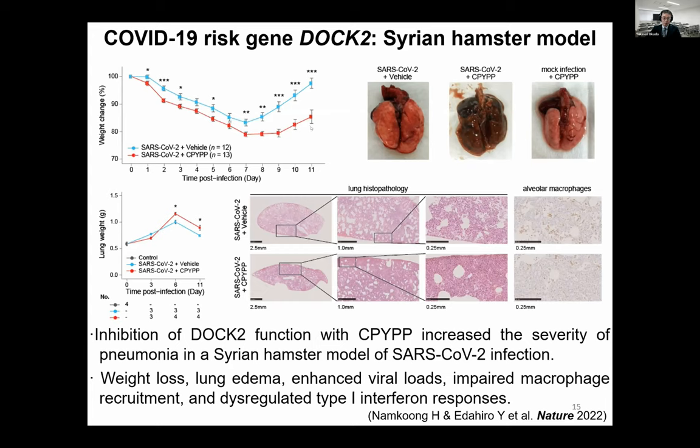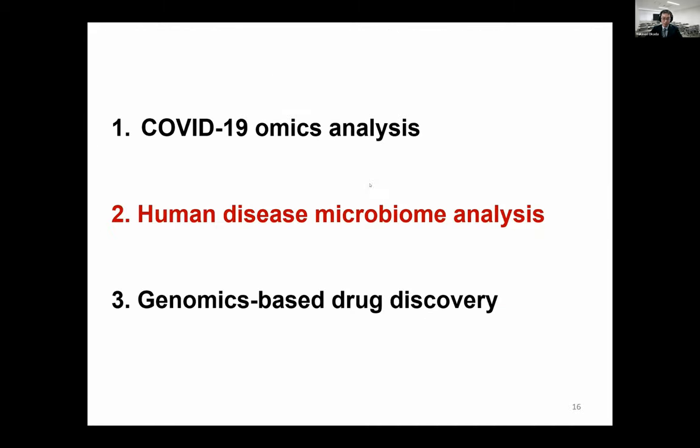So we found weight loss, lung edema, enhanced viral loads, impaired macrophage recruitment, and dysregulated type I interferon responses in CPIPP-treated hamsters. So maybe we can now say that DOCK2 is involved in the severity of COVID-19. So anyway, a combination of GWAS, omics, and animal model analysis tells us the new biology of unknown diseases.